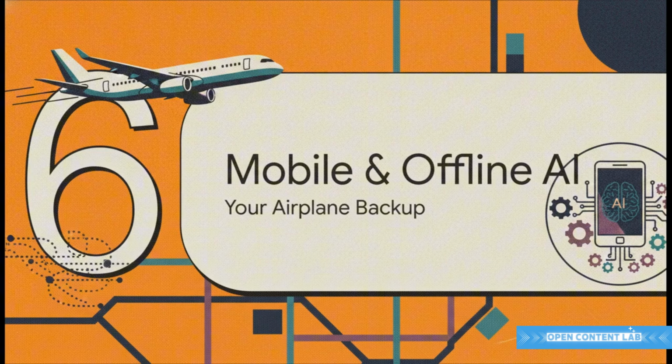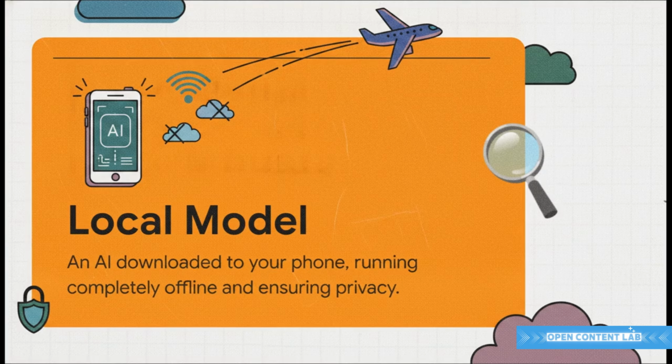As we reach the final part of our workshop, we have to talk about reality. Section 6, Mobile and Offline AI. Think of this as your airplane backup. So the crucial point here is understanding what a local model actually means. A tool like Google AI Edge Gallery allows you to download a local AI model directly onto your smartphone.